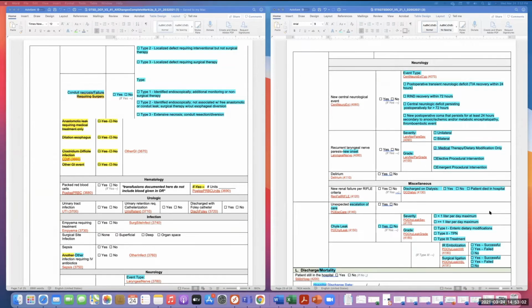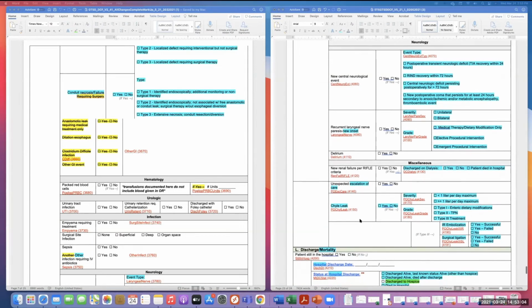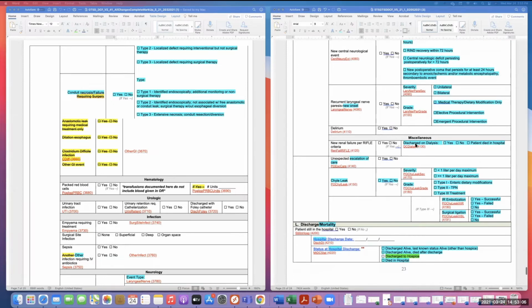Whether or not delirium was there, renal failure, we're using the RIFLE criteria, and whether or not they were discharged newly on dialysis. An unexpected escalation of care, meaning that wherever they were, step down unit or floor, did they have to go to the ICU, or to the step down unit from the floor? We're trying to just capture that.